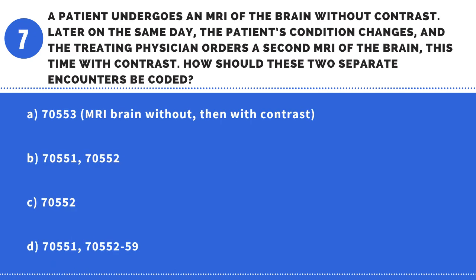Question 7. A patient undergoes an MRI of the brain without contrast. Later on the same day, the patient's condition changes, and the treating physician orders a second MRI of the brain, this time with contrast. How should these two separate encounters be coded? A. 70553, MRI brain without, then with contrast. B. 70551, 70552. C. 70552. D. 70551, 70552 to 59.